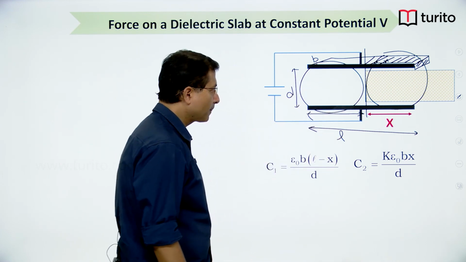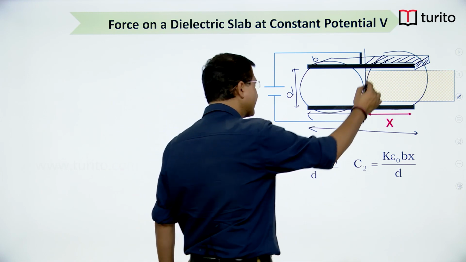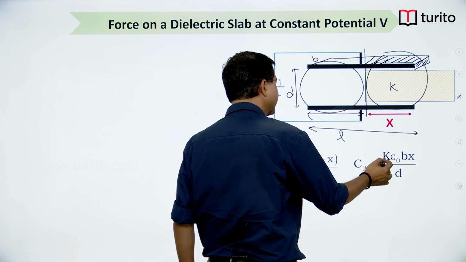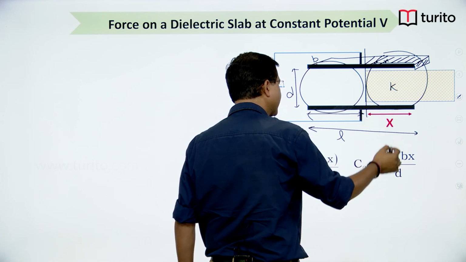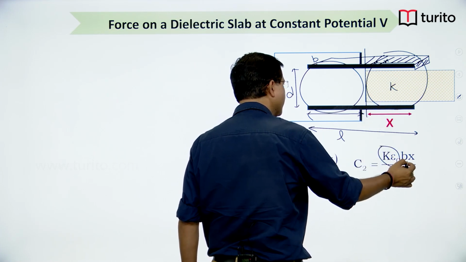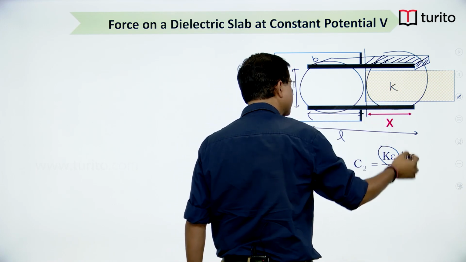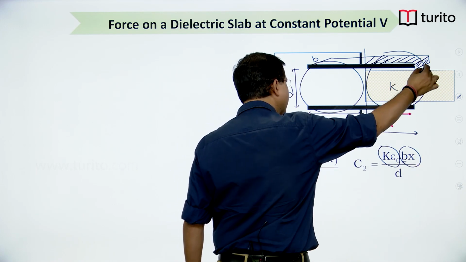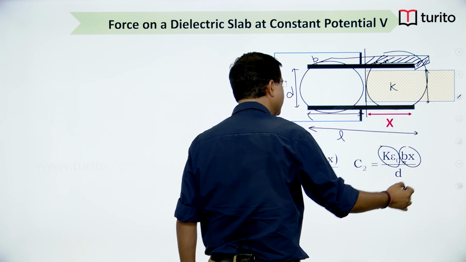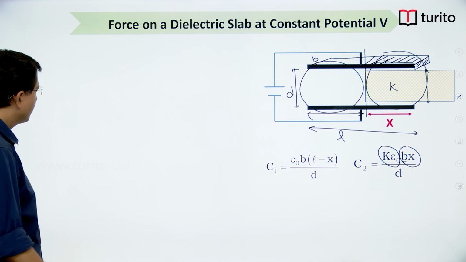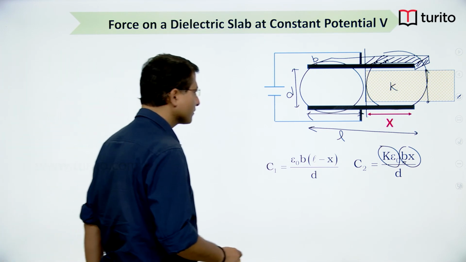Second one, as it is filled with dielectric of dielectric constant K, then I can write K epsilon naught B, this area will be B into x and this separation is D, I have written D here, right. So, I got capacitance of both the parts.